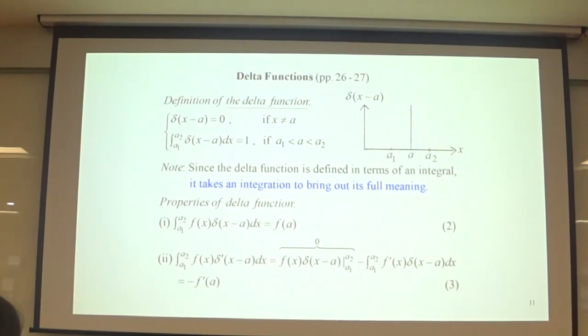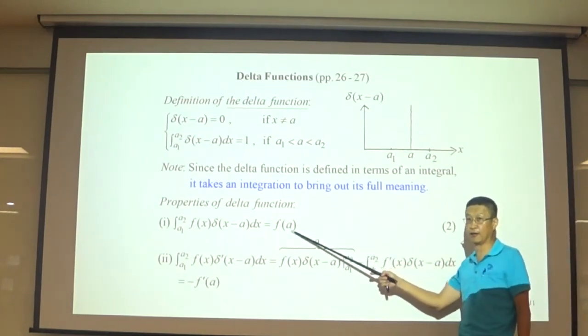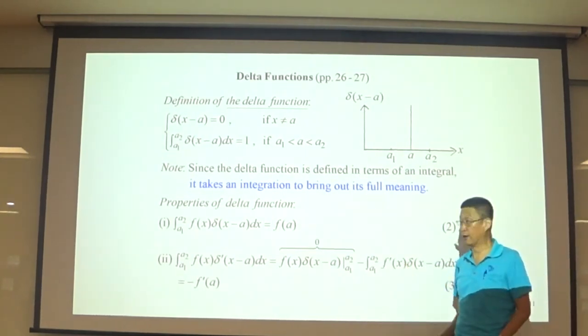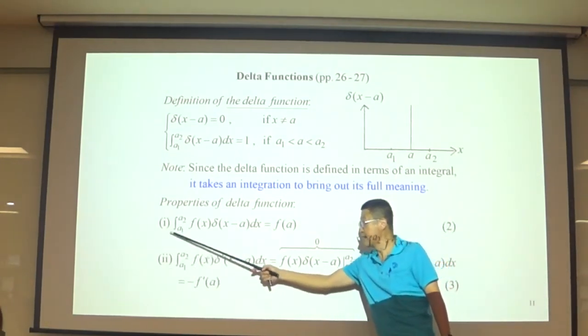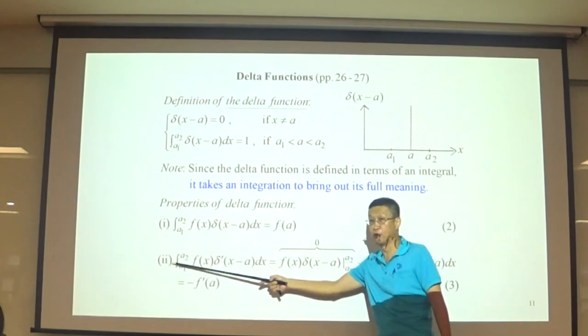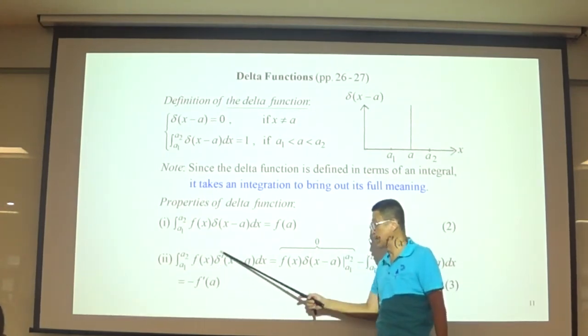Just gives us 1. Okay? Now, we have a function f of x. Otherwise, the delta function is 0, no contribution, except here. Therefore, after integration, it just gives us f of a. Okay, looks very simple.